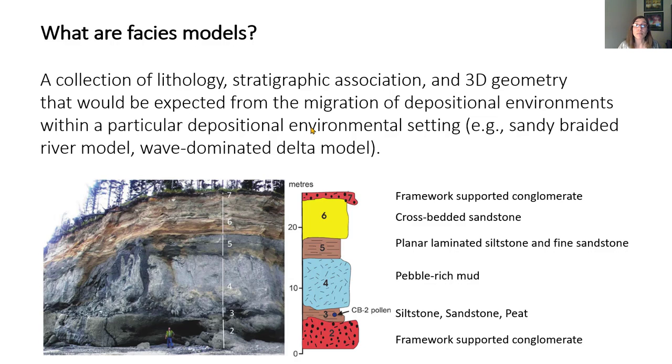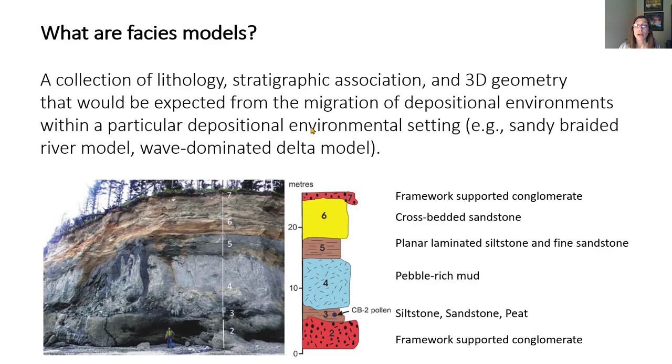So what is a facies model? What we're getting at here is the collection of rocks: the lithology, so the type of sediments and the type of structures; the stratigraphic association, so this is what we've been talking about, how the beds are stacked up on top of one another, which rocks are related to or associated with others in the stratigraphic column, which rocks are touching one another and changing through time; and then the 3D geometry.